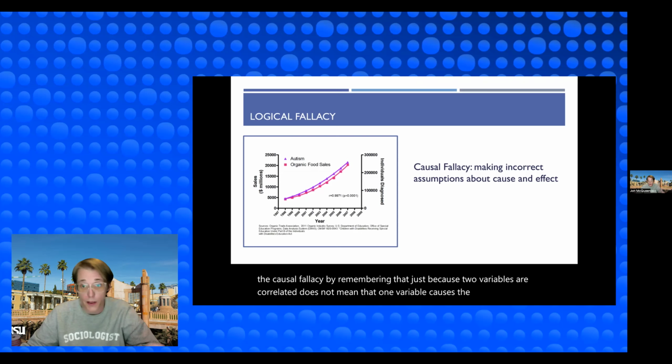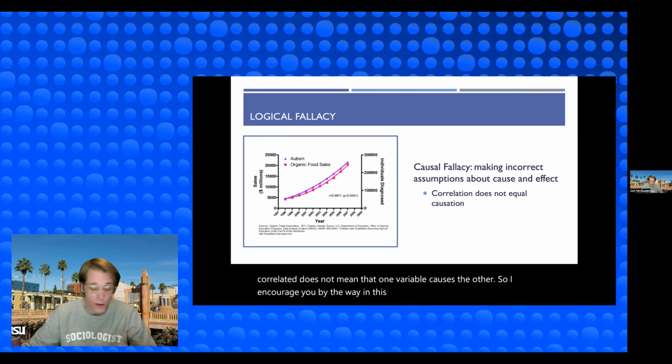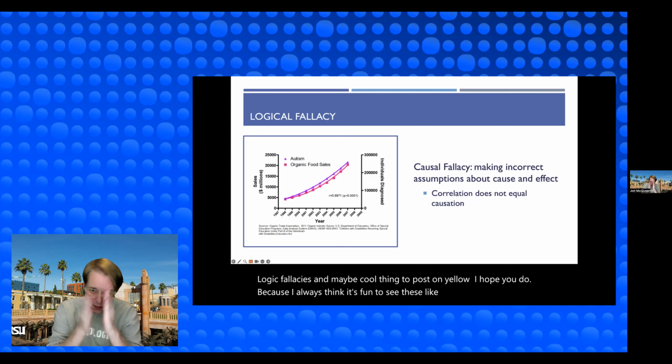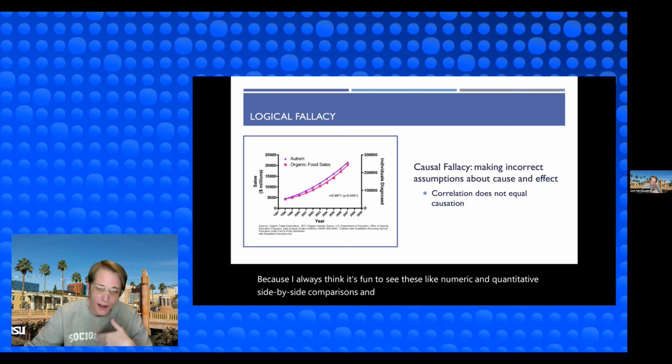So I encourage you, by the way, in this class, as we are learning about social science methods, go online and look up some crazy logic fallacies. That'd be a cool thing to post on Yellow Dig. I hope you do, because I always think it's fun to see these numeric and quantitative side-by-side comparisons and see if that is the cause or if that is the correlation and how we can break that down.